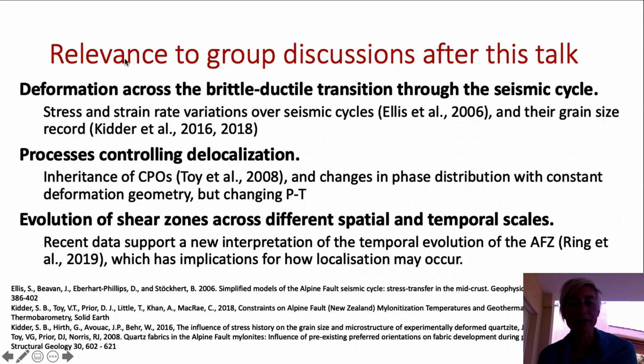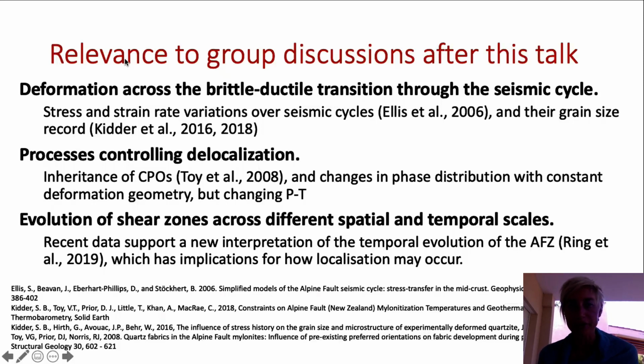So the ideas that I'm going to talk about, firstly, and actually I will present these in the reverse order to what's illustrated in this slide, but your first breakout group, which is about deformation across the brittle ductile transition through the seismic cycle. To address that idea, I'll tell you a little story about stress and strain rate variations over seismic cycles and how they're reflected in the grain size record in mylonitic rocks.